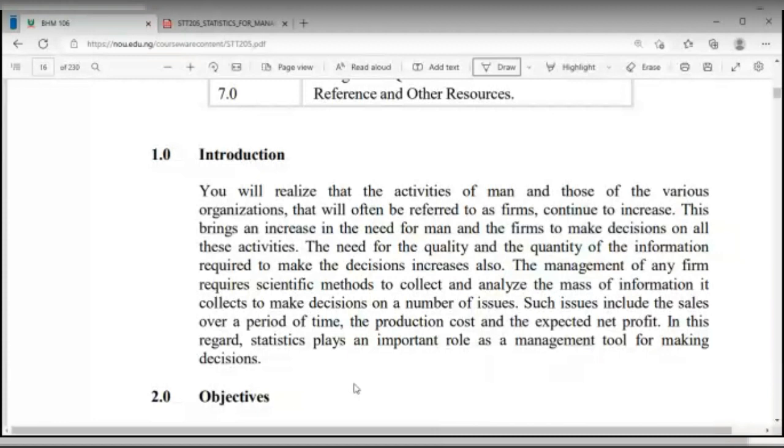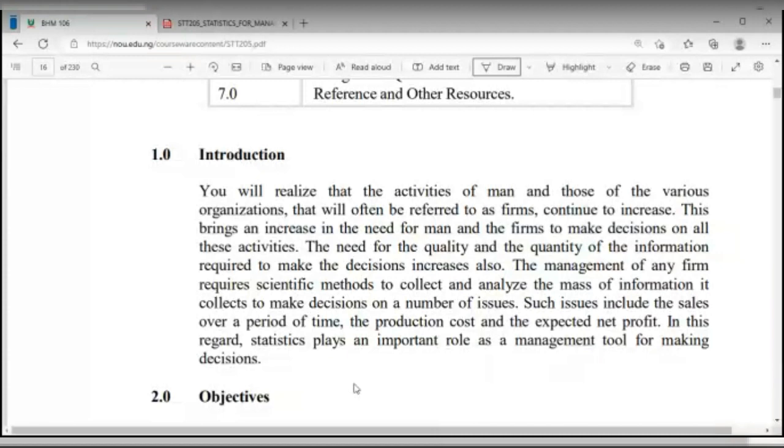So the need for the quality and the quantity of the information required to make this decision also arises. Sometimes you can't just take decision by just sitting down and just feeling like, okay, this is better or that is better. No, you need information, you need resources, you need to get something tangible that will influence your decision genuinely. Okay, your decision should be very, very rational.